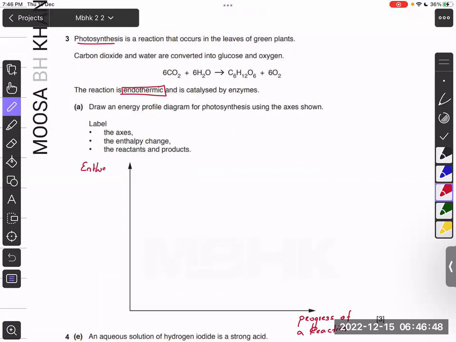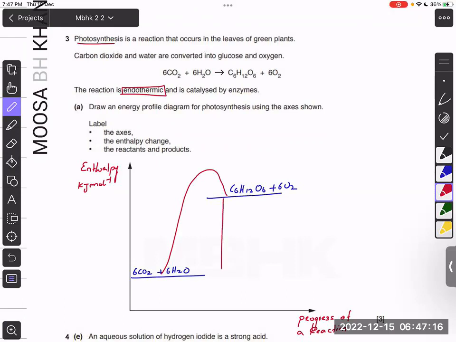The difference is that this time it is an endothermic reaction, so reactants should be at a lower energy level than the products. So the reactants will be at the bottom and the products will be higher up. Reactants this time are 6 moles of carbon dioxide and 6 moles of water, and in the products we have 1 mole of glucose which is C6H12O6 and 6 moles of oxygen. The profile will be made like this, and enthalpy change is positive, so it should be an arrow pointing upwards like this.